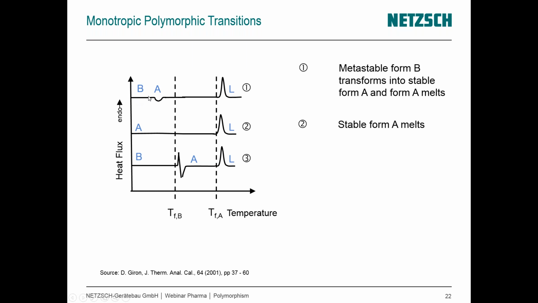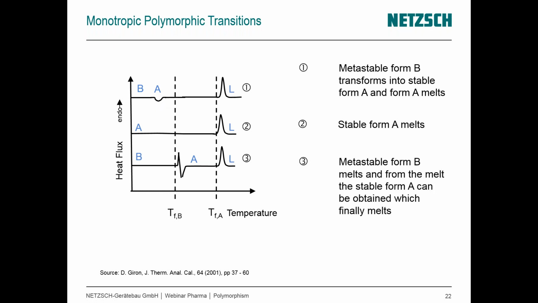What we could, however, have is that metastable form B that is less stable at all temperatures than A, transitioning, and we see this exotherm. So we go from a less stable to a more stable form. We will see that exothermic event. So we're transitioning to form A, and then form A melts in a similar fashion to form A melting here in number 2.